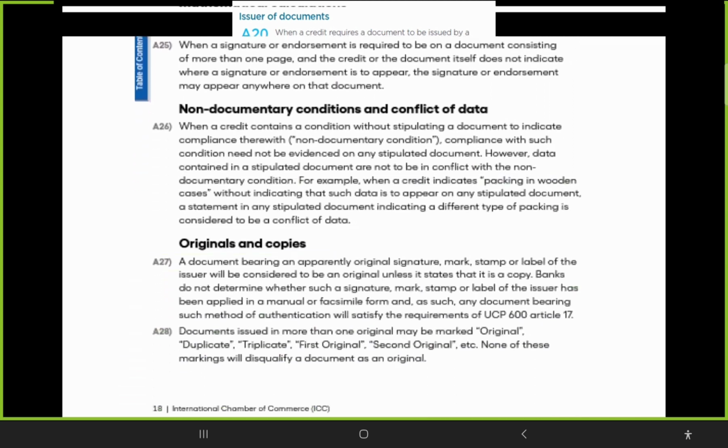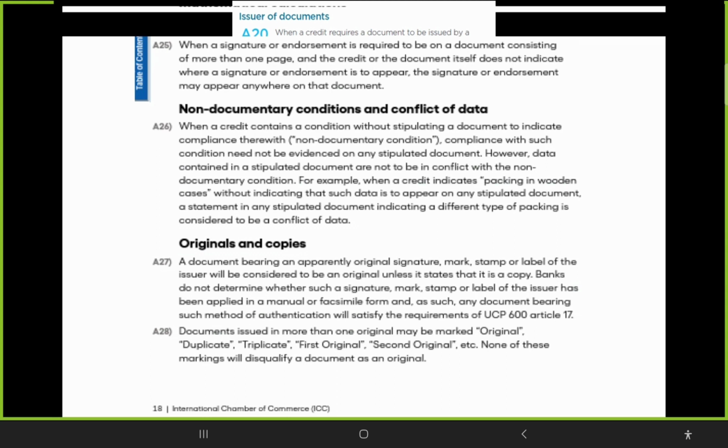Non-documentary conditions and conflict of data. When a credit contains a condition without stipulating a document to indicate compliance, a non-documentary condition, compliance with such a condition need not be evidenced on any stipulated document. However, data contained in a stipulated document are not to be in conflict with the non-documentary condition. For example, when a credit indicates packing in wooden cases, without indicating that such data is to appear on any stipulated documents, a statement in any stipulated document indicating a different type of packing is considered to be a conflict of data. So what is a non-documentary condition?